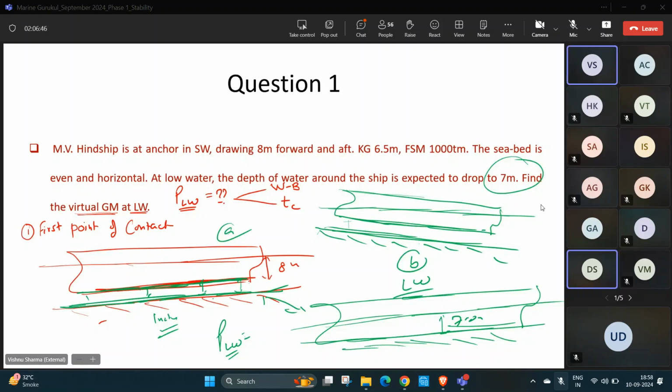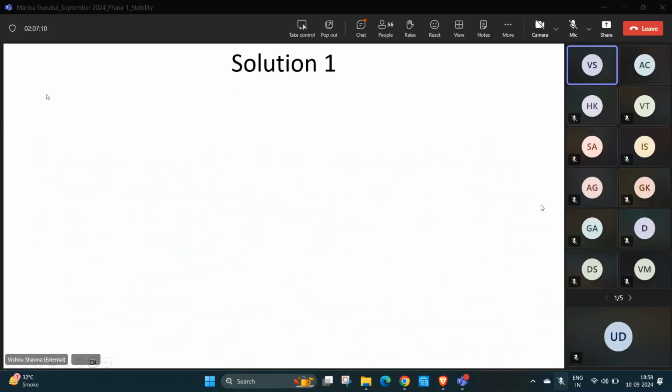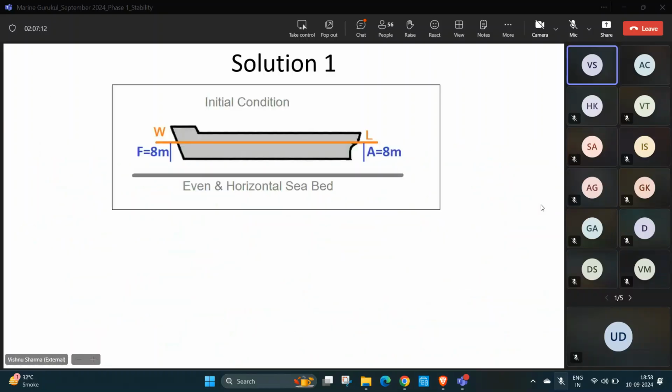No, sir. So how can I find the change in draft? W8 minus W7. Very good. And W7 will be W minus P, basically, correct? W8 will be W, and W7 will be W minus P, correct, guys? So see how simple it becomes.